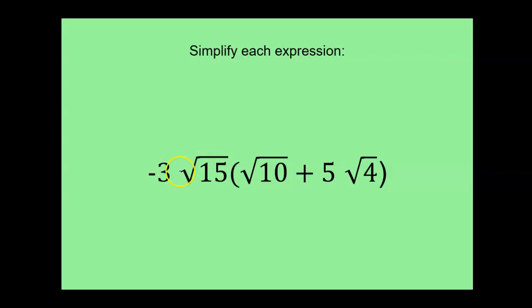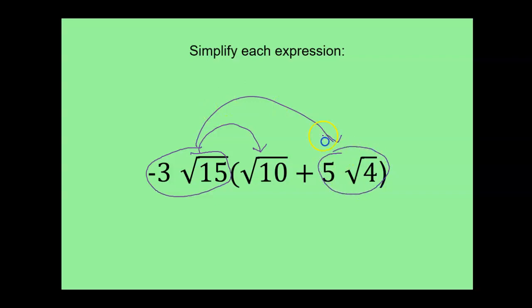So I've got negative 3 square roots of 15 times the square root of 10 plus 5 times the square root of 4. So again, think of this as all one term here, negative 3 roots of 15. I'm first going to multiply it by square root of 10, then I'm going to multiply it by 5 square roots of 4. So when I multiply it by square root of 10, there's no number in front, which means it would just be a 1, right?